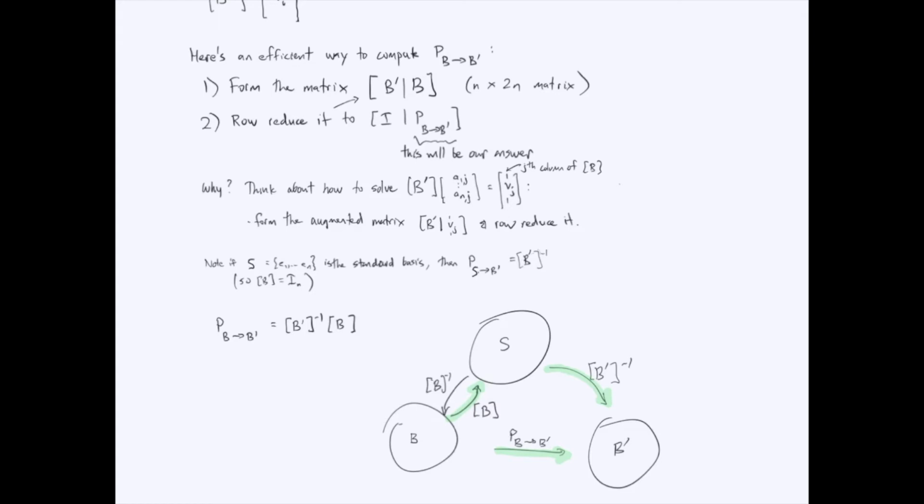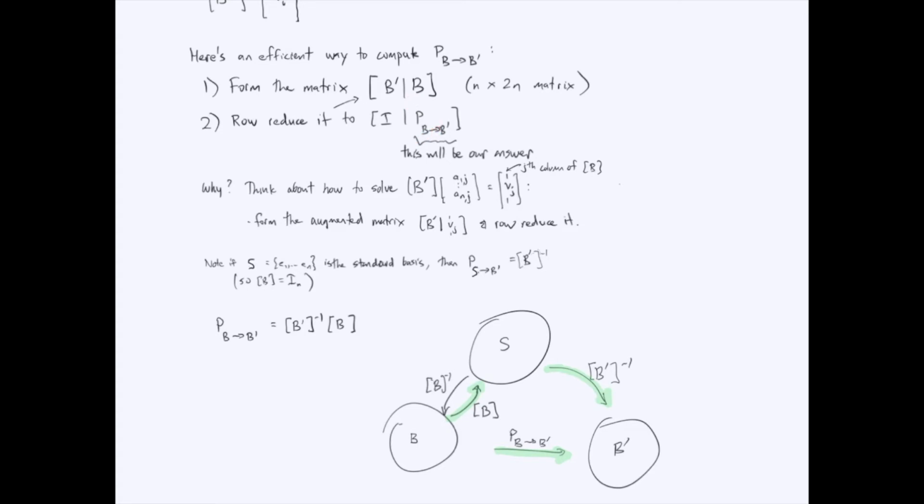Okay, and then all we have to do is row reduce this matrix, and when we do that, there will be an identity matrix in the first n rows and columns, and then what's left over here will be the change of basis matrix. So that's it, that's the procedure. You form the augmented matrix, new basis expressed as column vectors, followed by old basis, then just row reduce.